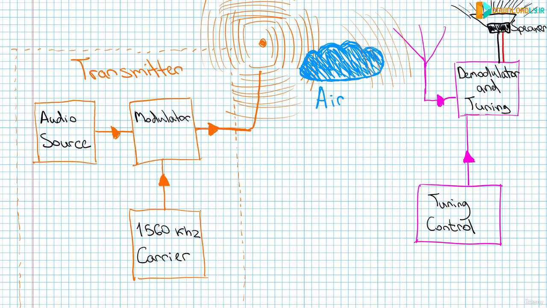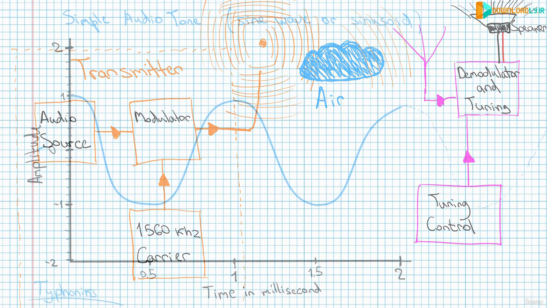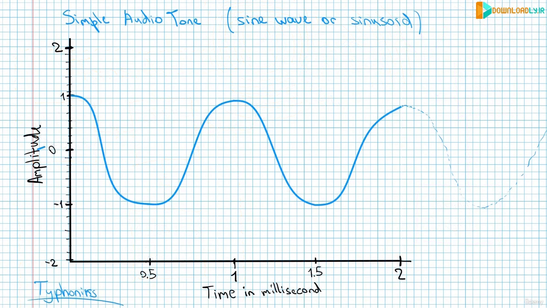So imagine using this graph here. The up and down line, vertical, shows how strong the signal is. The left to right line, which is horizontal, shows how time passes.